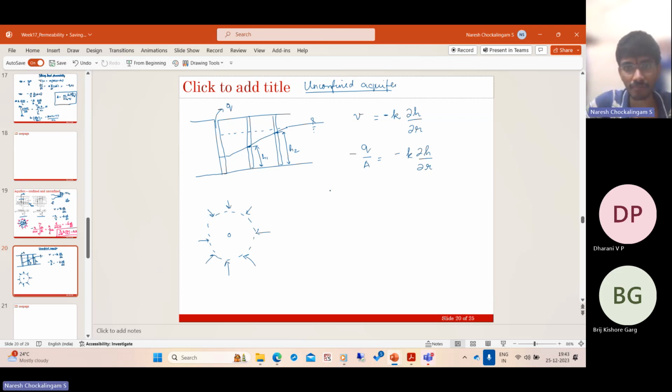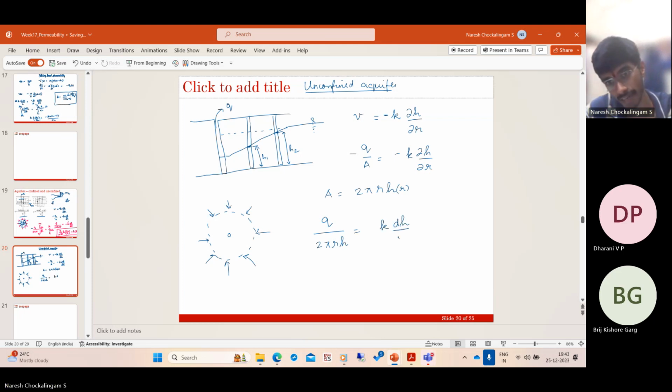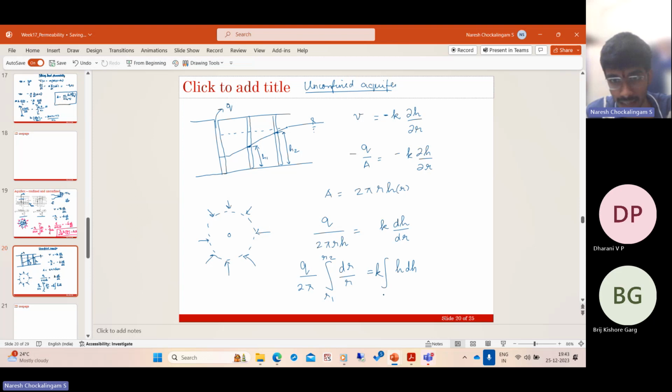Now, what is the area of the flow? Area of the flow is 2 pi r h, where h is also a function of r. That is the only difference. The rest is all the same. You cannot treat h as a constant in this case. So we get q by 2 pi r h is equal to k dh by dr. Now rearrange. We get q by 2 pi integral dr by r equals k integral h dh. When r equals r1, h equals h1, and when r equals r2, h equals h2.